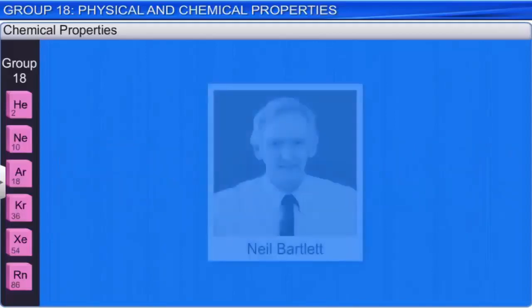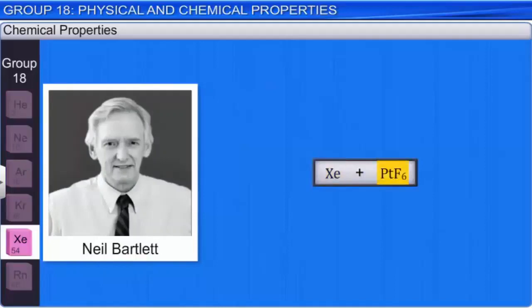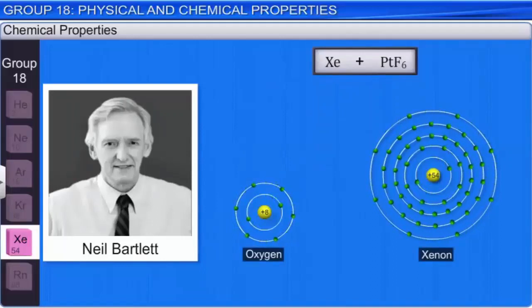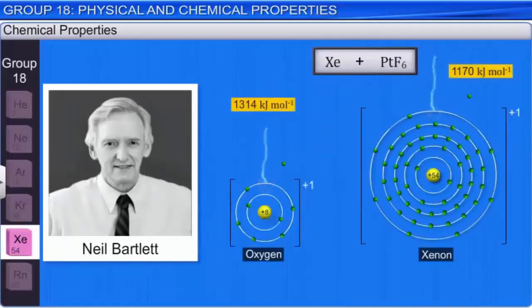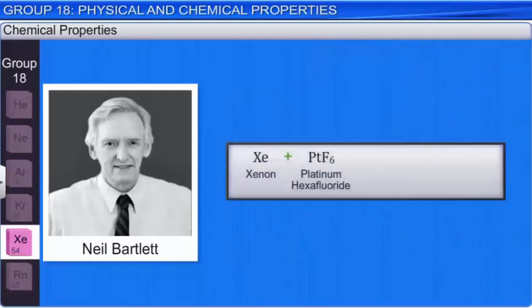In 1962, Neil Bartlett predicted that xenon should react with platinum hexafluoride just as dioxygen because the first ionization energies of both oxygen and xenon are nearly the same. His efforts were successful. He was the first to prepare a compound of xenon called xenon hexafluoridoplatinate(V).